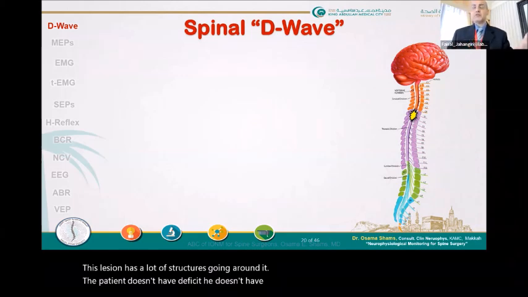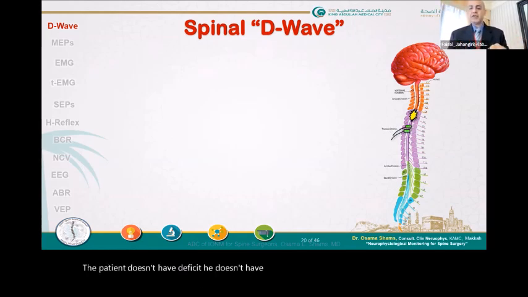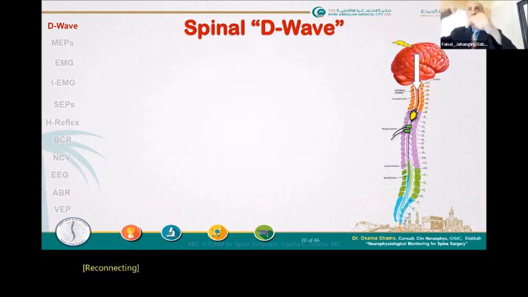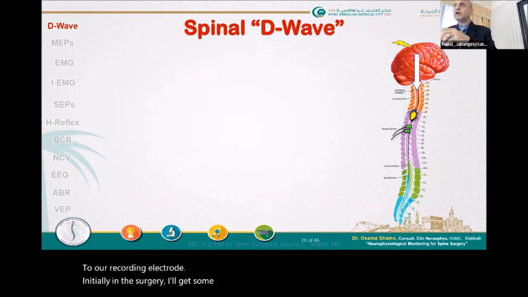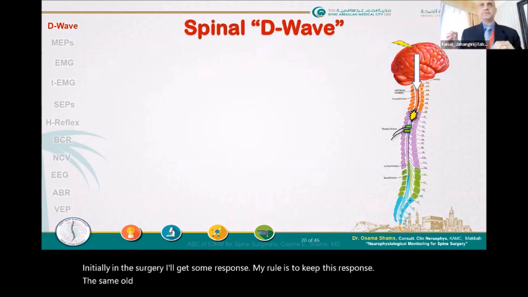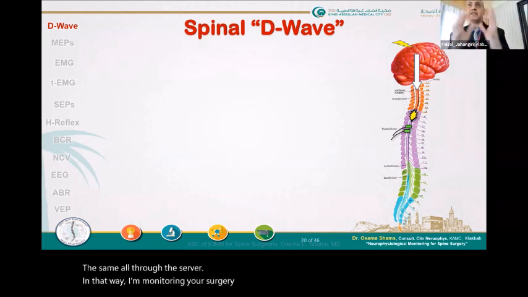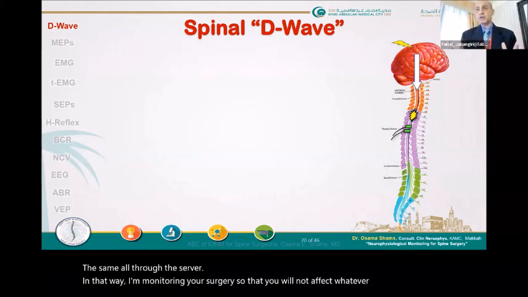So what we do is that we put subdural recording electrodes, special electrode, of course, below the lesion, like this, and stimulate the brain. So our current will go through the lesion down to our recording electrode. Initially in the surgery, I'll get some response. My rule is to keep this response the same all through the surgery. In that way, I'm monitoring your surgery so that you will not affect whatever functional structures going around the tumor.